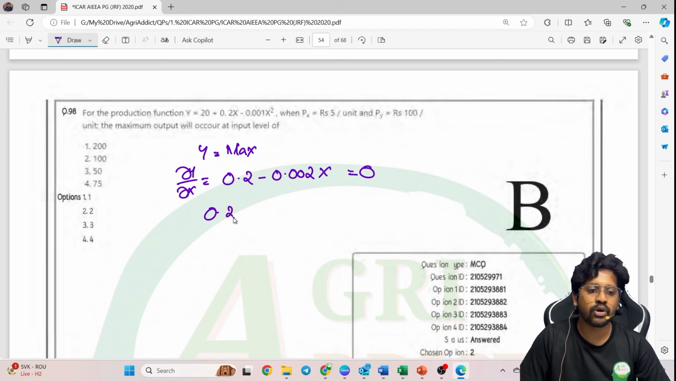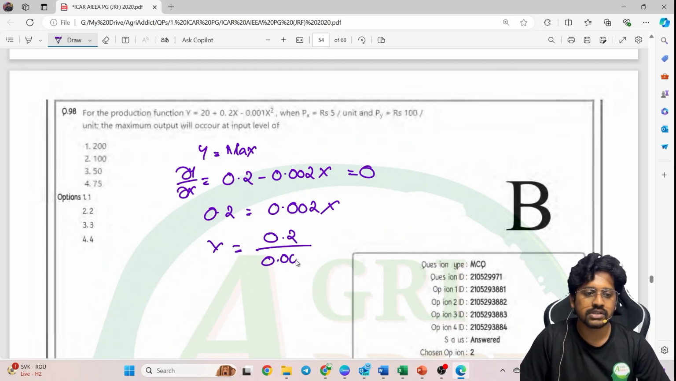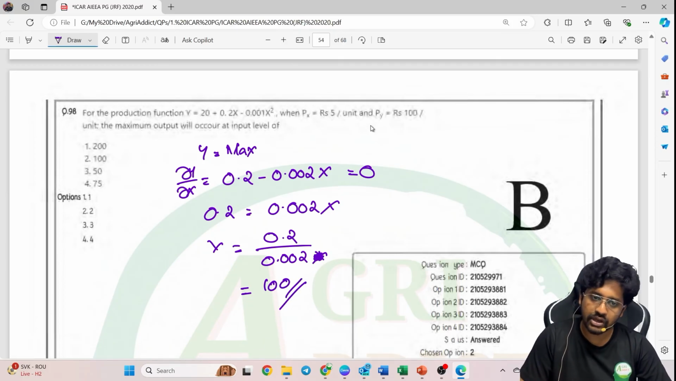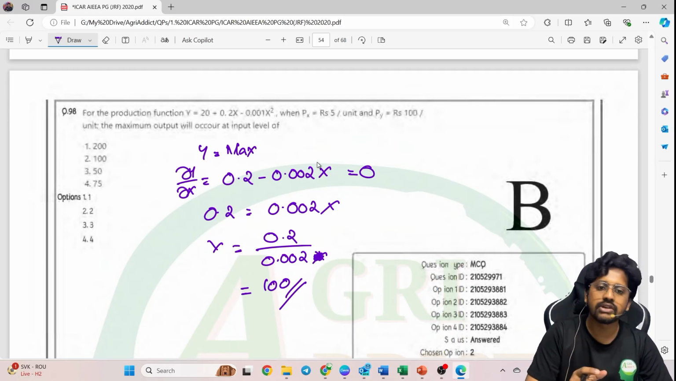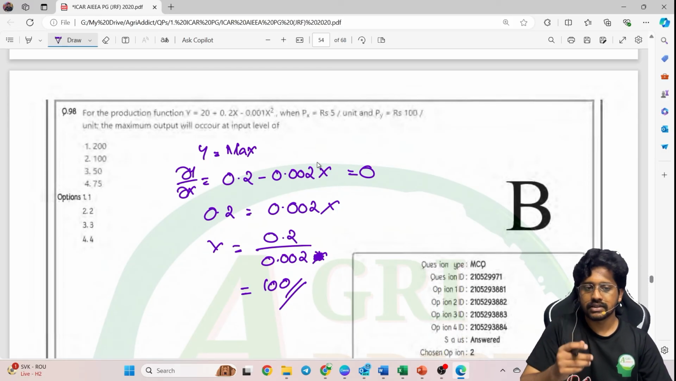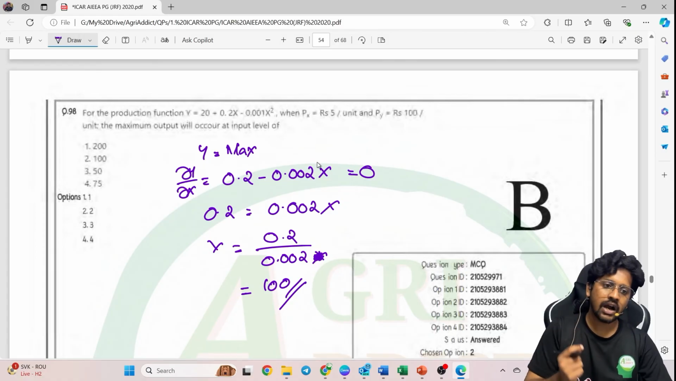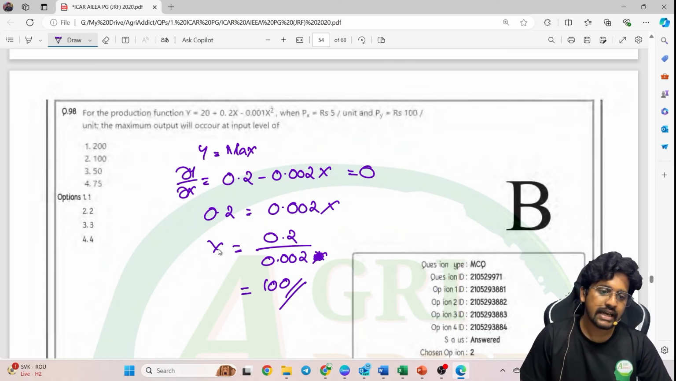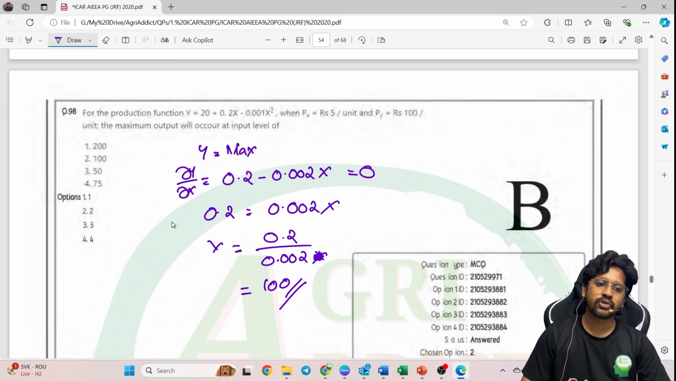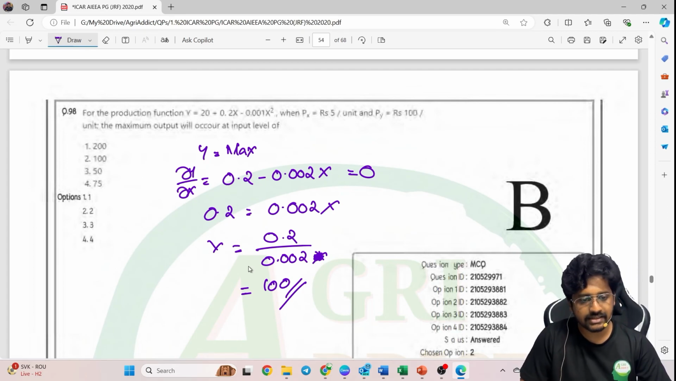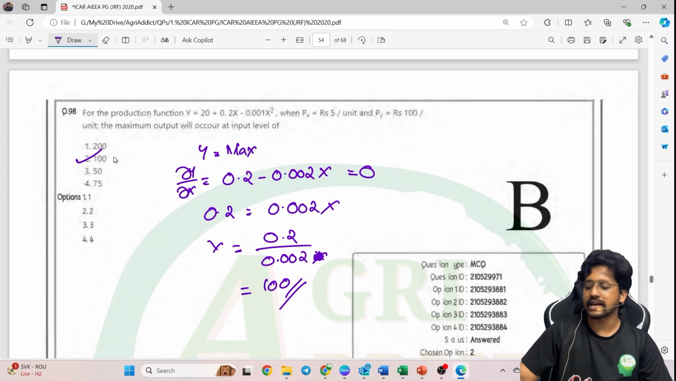Rearranging, we will get that 0.2 is equal to 0.002x, and therefore x will be equal to 0.2 divided by 0.002, which will give you 100. Even if the price of x and price of y are also given here, they have no significance at all while calculating the maximum output here, right? So the input level at which the maximum output will occur is when x is equal to 100. That is option 2 will be the correct answer.